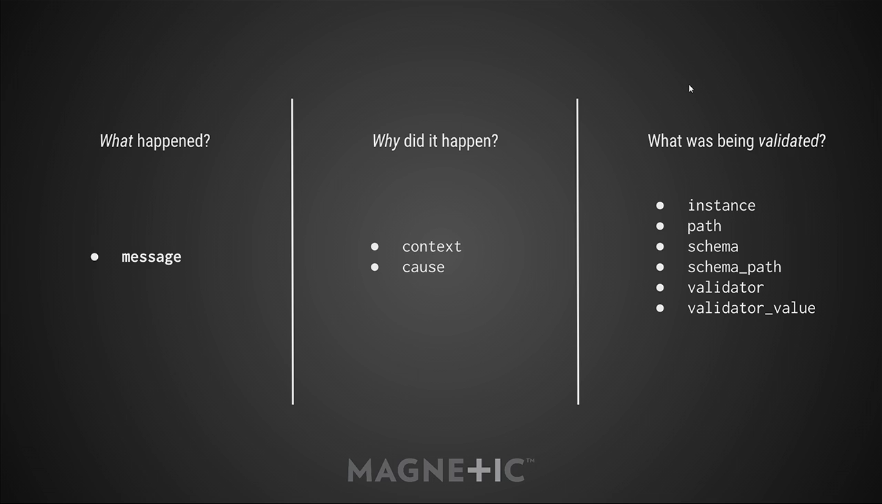So we saw the message attribute. Just as a brief overview, we'll see some of these later, but there are 3 categories of things that you can pull off those errors. There's the developer-ish readable message. Then there's information about why that particular error happened, which we'll see in a bit. And then there's metadata about what was actually being validated: what was the instance, what was the schema, what's the path from the original schema into where we were validating, what's the path from the original instance into what we were validating, that kind of stuff.